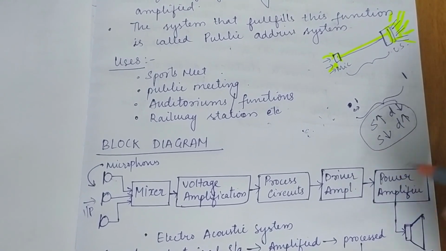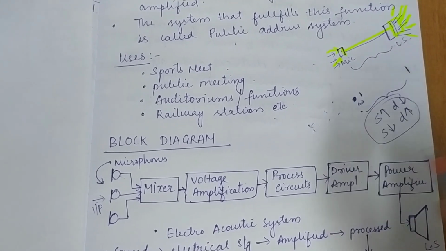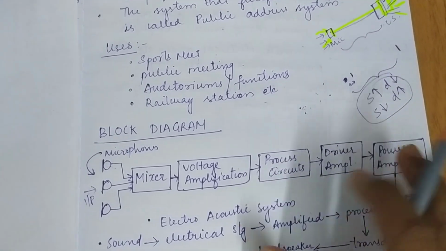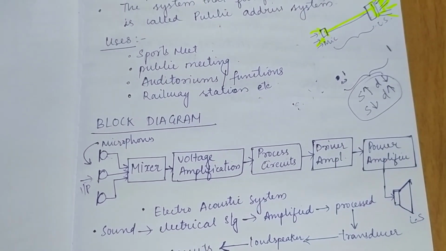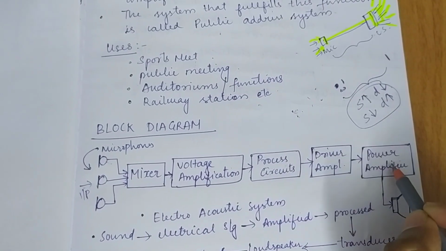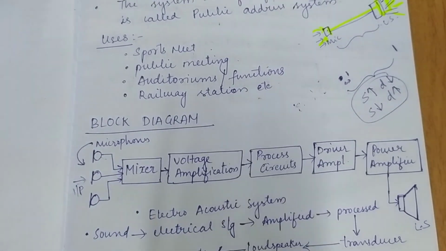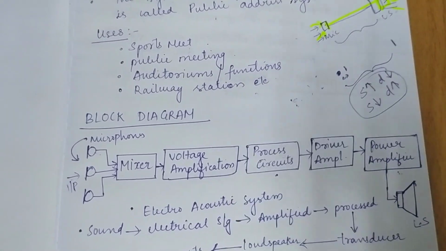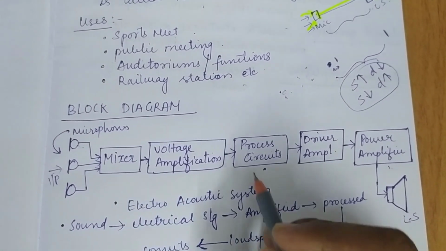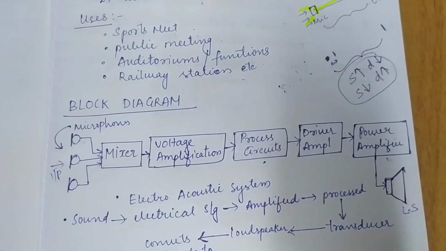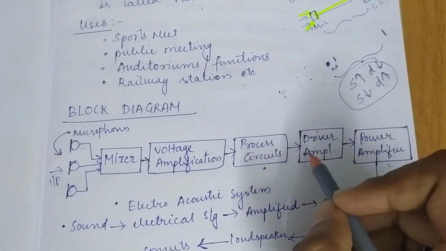Then we have the driver amplifiers. Here voltage amplification takes place. The driver amplifier is a block between the process circuits and the power amplifier, such that when the signal is fed to the next stage, the internal resistance of that stage is reduced. We can say that impedance matching between the process circuit and the power amplifier is done by the driver amplifier.